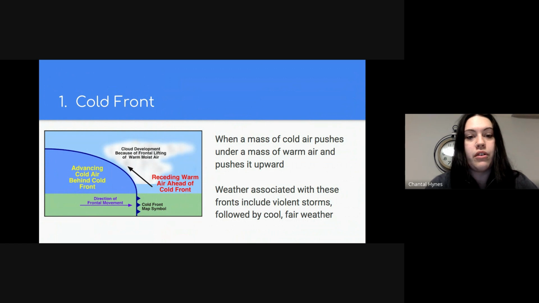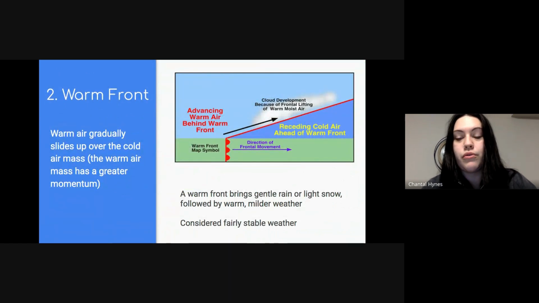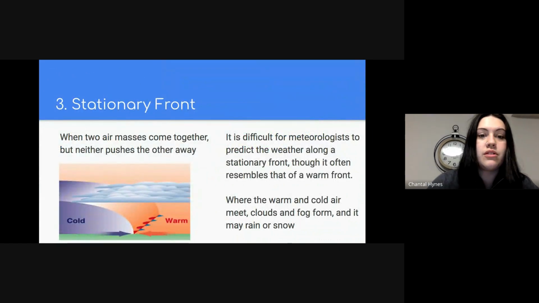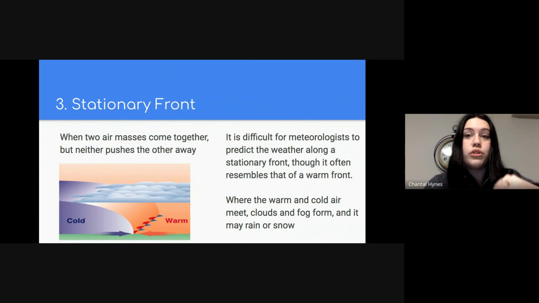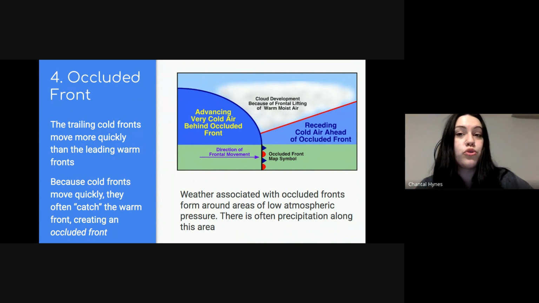So, as you can see, all four fronts had different symbols. The one we have right here for the cold front was the little blue pointy triangles. And then when we look at our warm front, we have those red semicircles. Our stationary front had a mixture of red semicircles on one side and the pointy blue triangles on the other side. And then when we get to our occluded front, you have the mixture of the red semicircles and your blue triangles, all on the same line.